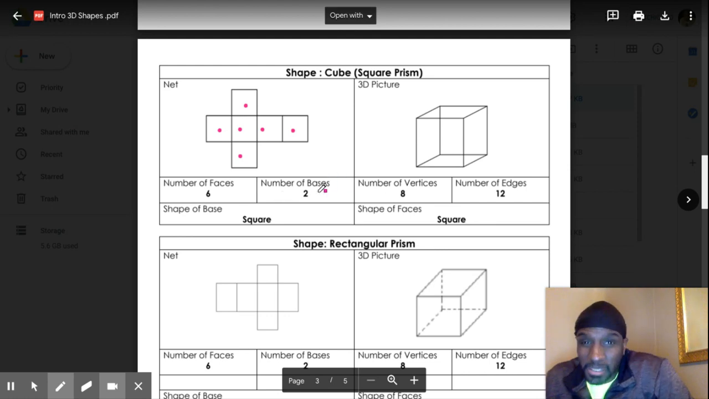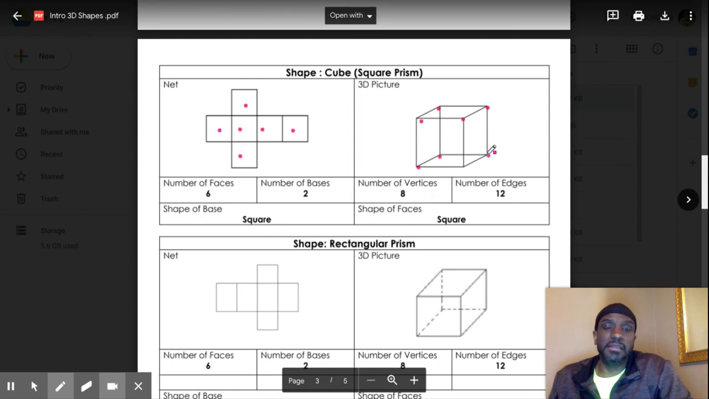Now, how many bases does it have? This shape has 2 bases, the top and the bottom. How many vertices or corners? Well, 1, 2, 3, 4, 5, 6, 7, 8. 8 vertices, 8 corners, okay?